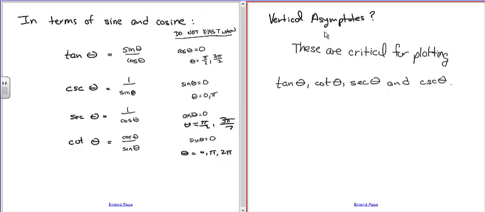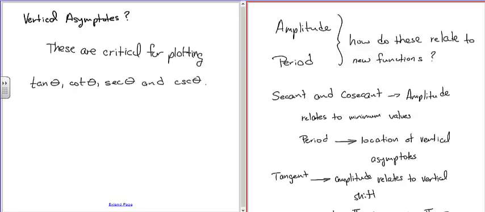As I just mentioned, the vertical asymptotes are critical for plotting these functions. The sine and the cosine can be evaluated at any value of theta, so there are no vertical asymptotes, but all of these have some place where the function does not exist. Now, in terms of sine and cosine, the amplitude and the period were pretty self-explanatory. It's a little more difficult for the secant, cosecant, tangent, cotangent. And also the period.